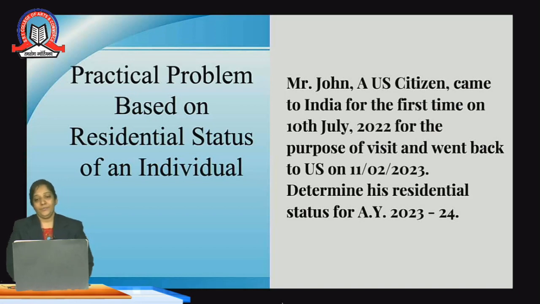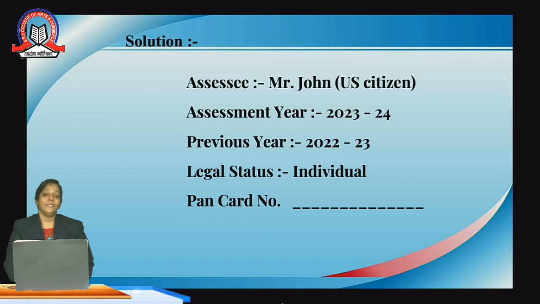2022-23 or not. Now, first of all, how are we going to write the question as per the exam pattern? First of all, we need to write the name of the assessee. The name of the assessee is Mr. John. In our example, the current assessment year is 2023-24. We have a previous year which is 22-23, for which we need to find out whether he is a resident or not, and also we need to see the legal status. Legal status is an individual.